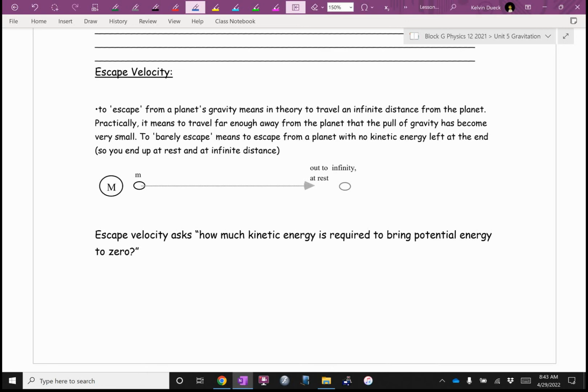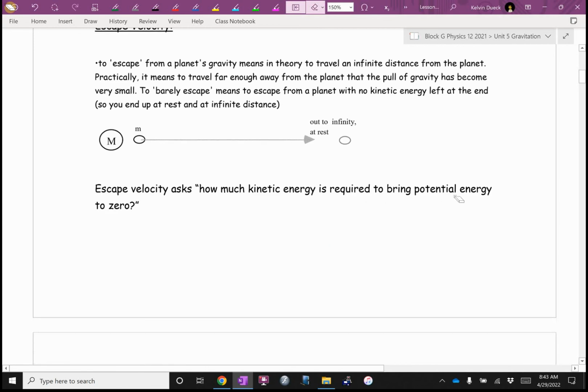That's escape velocity. Escape velocity asks, how much kinetic energy is required to bring potential energy to zero? Escape velocity is a conservation of energy question. It should be called escape speed because it is a scalar, but in the literature they always call it escape velocity, so I'll use that term, even though, Braden, you can imagine it's fingernails on the blackboard of my heart, because it's a scalar, not a vector.